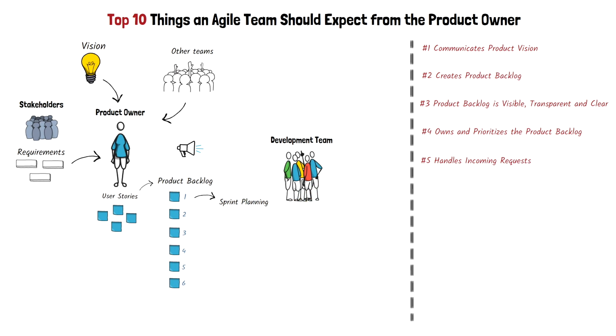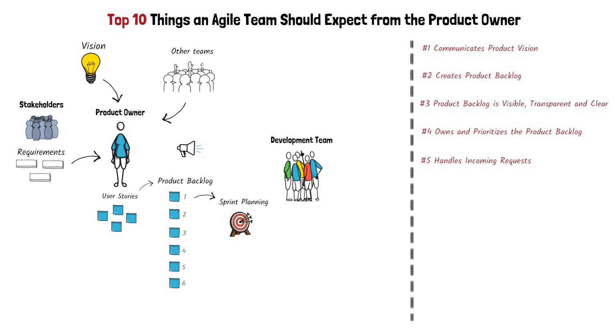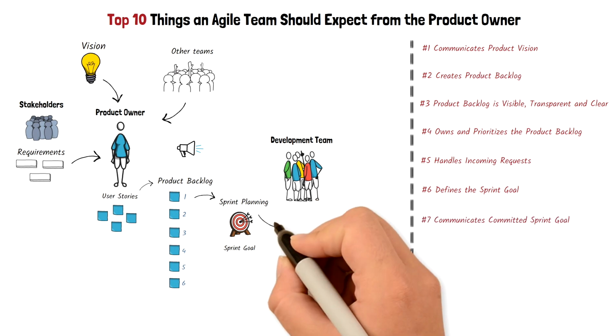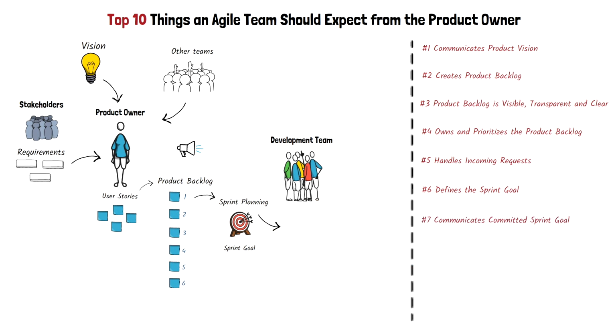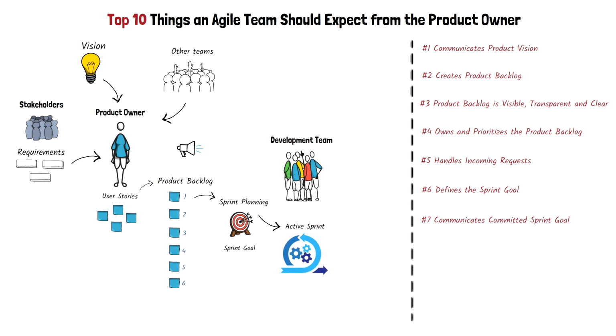During the sprint planning, which initiates the sprint, the team expects the product owner to bring the highest priority user stories and the desired sprint goal. After the sprint planning is complete, and the development team commits to the work that can be achieved during the sprint based on their capacity, the product owner should communicate the committed sprint goal to all stakeholders. During the active sprint, the development team expects the product owner to be available to provide any clarifications that might be needed for the active user stories.